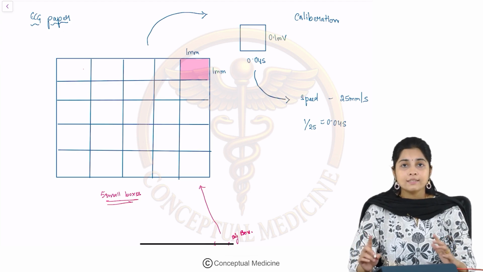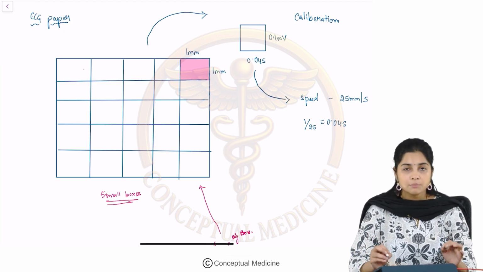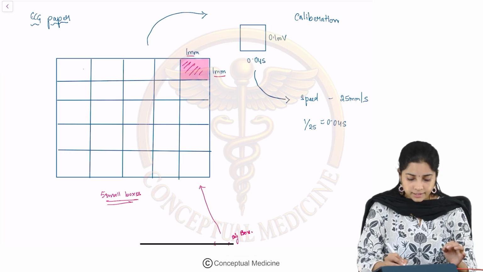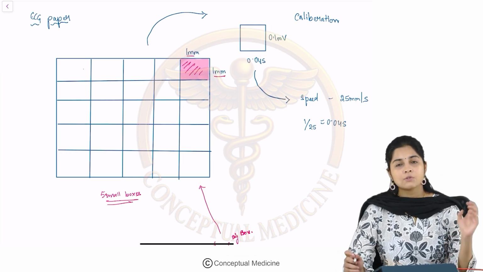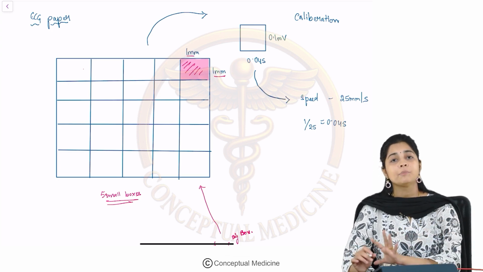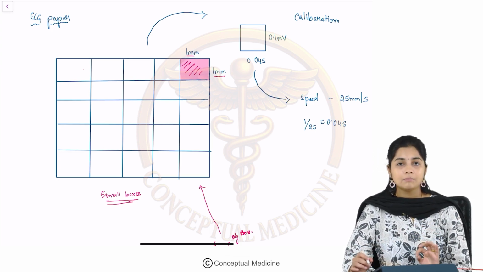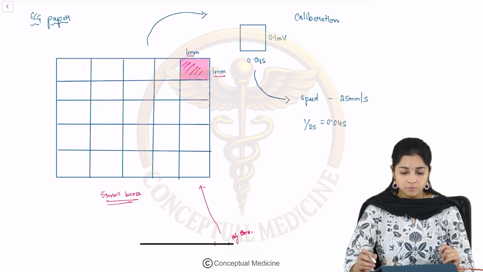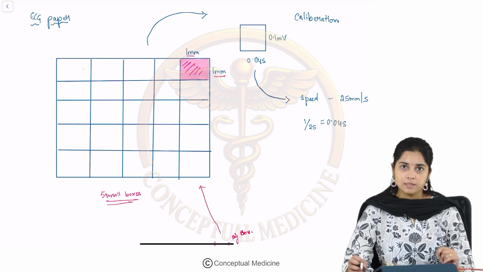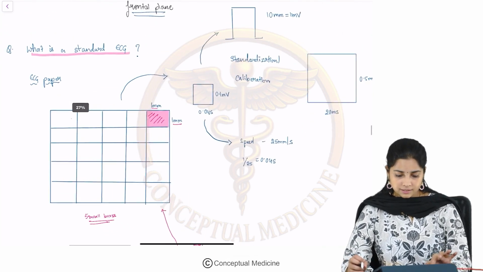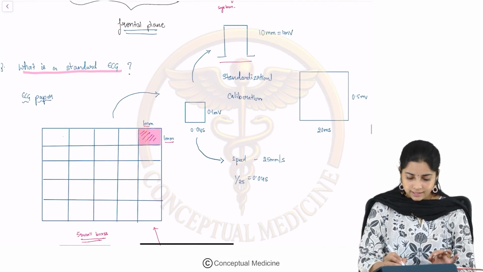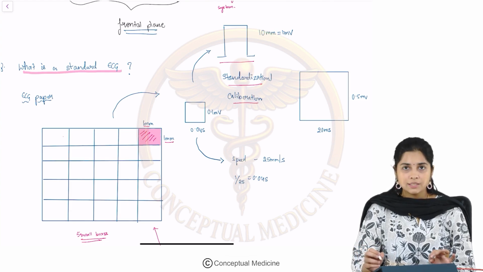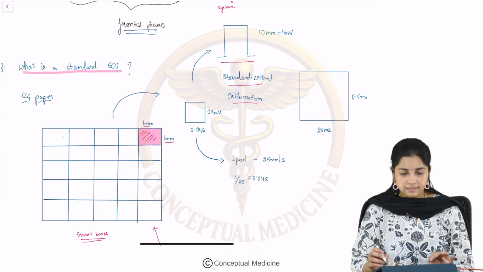Now, what are the dimensions of each small box? Each small box is 1 mm by 1 mm. Okay, so your ECG paper has multiple big boxes. Each big box has 5 small boxes, and the dimension of each small box is 1 mm by 1 mm. Okay, now let us understand what is standardization or calibration. So, what is standardization or calibration?